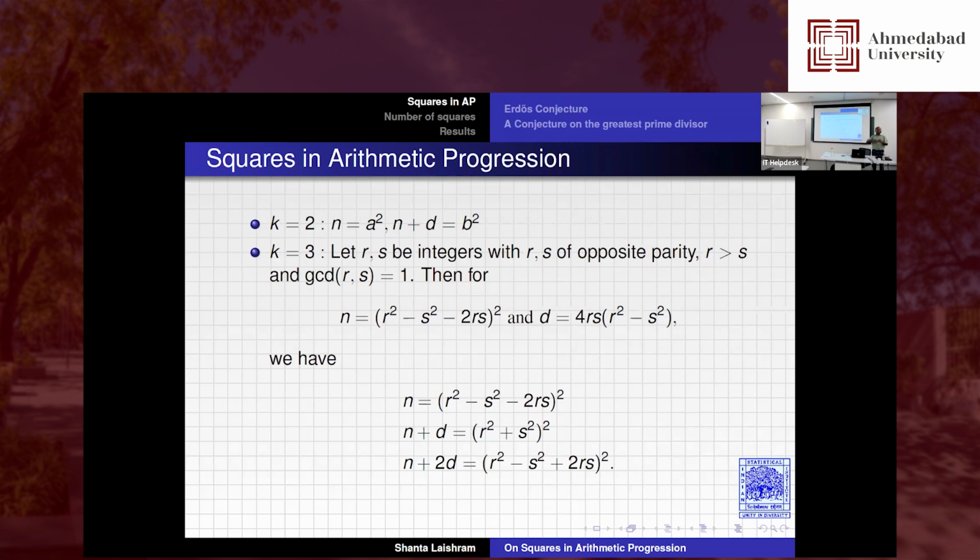So basically you can have infinitely many 3 term APs: you choose any 2 numbers r and s of different parity, r bigger than s, co-prime, and you just have this. So you have infinitely many 3 term arithmetic progressions which are all squares. So for 2 and 3, there are infinitely many. Now let's go to 4. Can you continue this? That's the question.